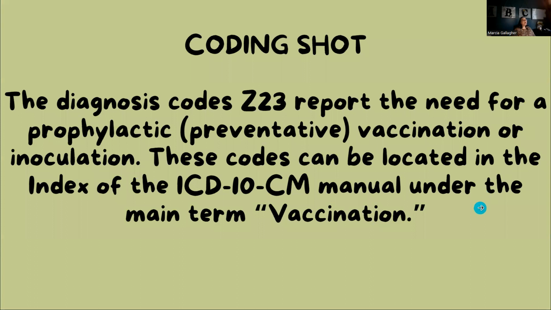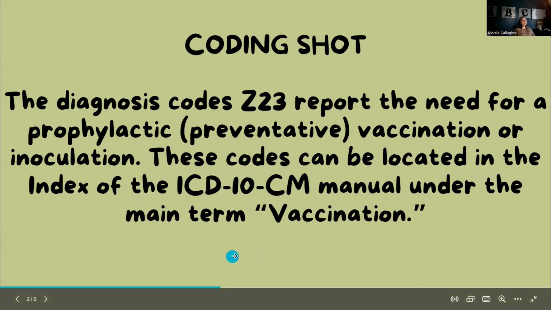So I pulled the coding shot from your textbook. I did not put the page number, but that's okay, it's in your textbook. This coding shot says the diagnosis code Z23 reports the need for a prophylactic or preventative vaccination or inoculation. These codes can be located in the index of the ICD-10-CM manual under the main term vaccination. Now, I want to make a point.